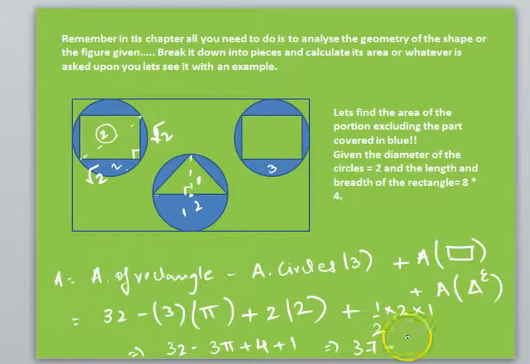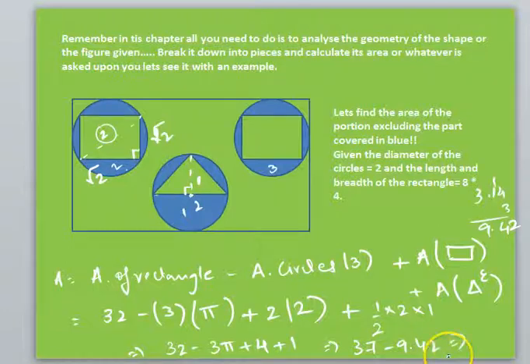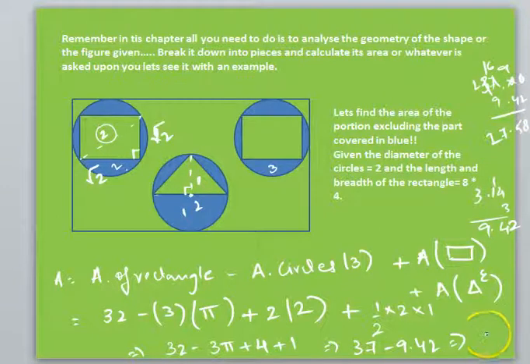Minus 3 pi gives me 3.14 into 3, which is equal to 9.42, which is equal to 37 minus 9.42. That gives me 27.58, which is the area of my green colored part excluding the blue part.